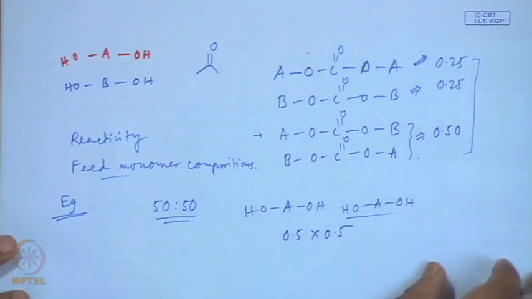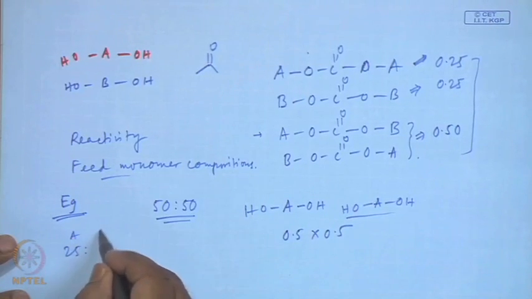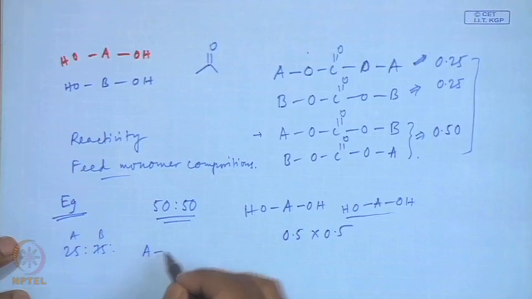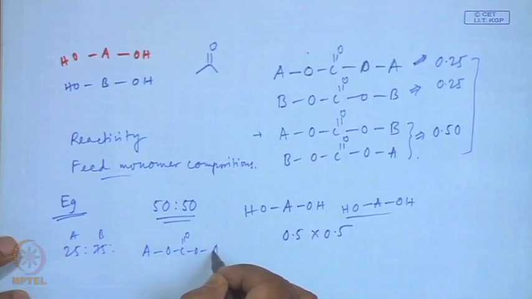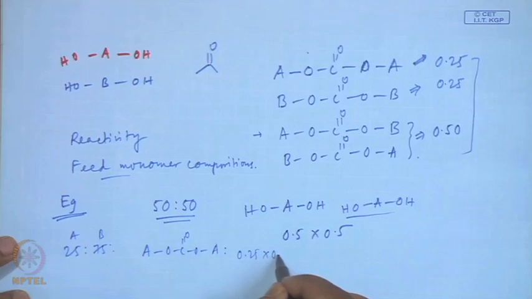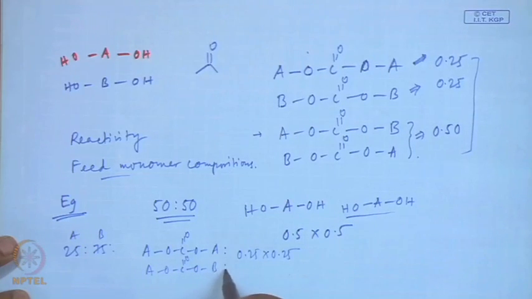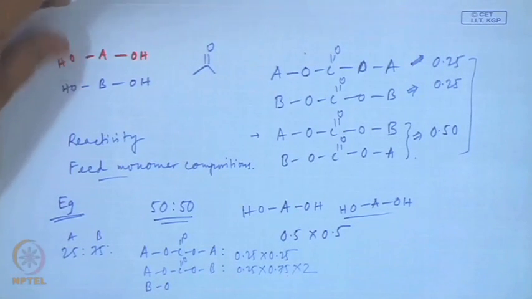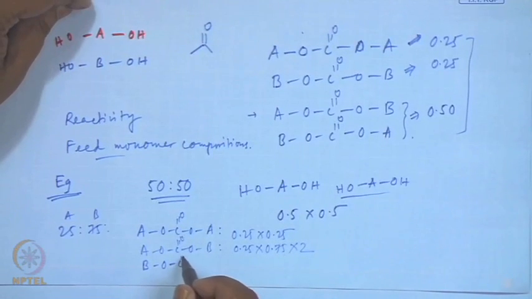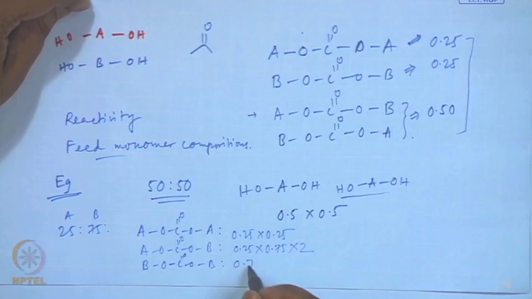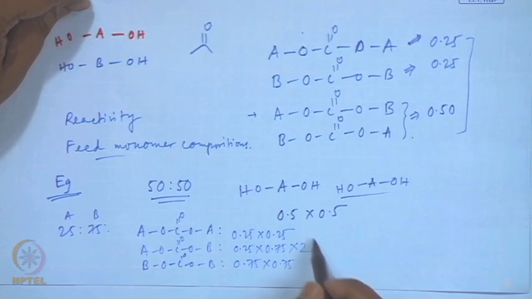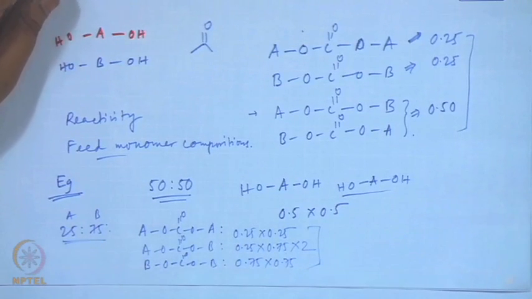Similarly, if I have a 25 to 75 ratio, A being 25 and B 75, then the chance of forming ACOOA will be 0.25 multiplied by 0.25, AOCB would be 0.25 into 0.75 twice, because it can go the other way around, and for BOCOOB it will be 0.75 squared, for this mole ratio.